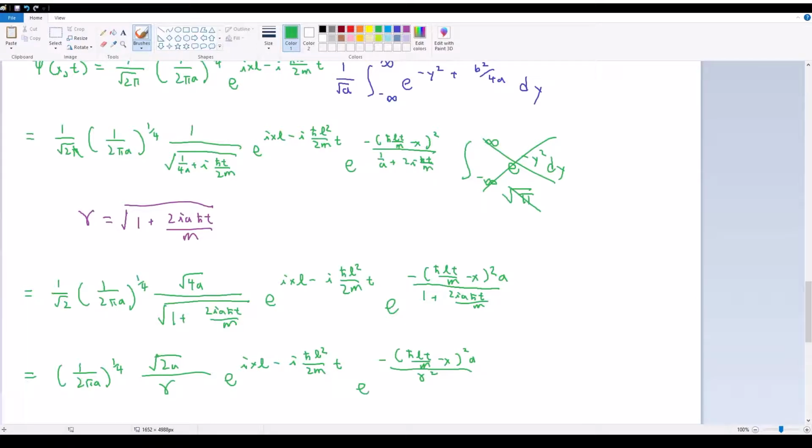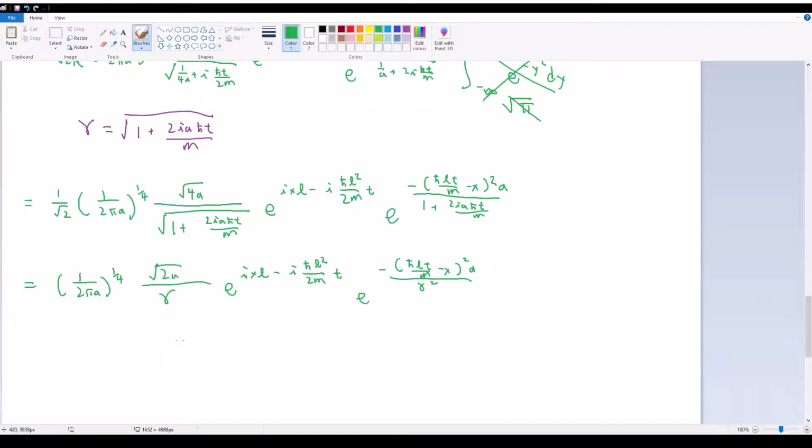So let's see, e to the negative a x minus, okay, and then let's cancel this out a little bit more. So we have 2a to the 1/2 at the top and 2a to the 1/4 at the bottom. That's going to make 2a to the 1/4. So this is going to be 2a over pi to the power of 1/4. And then we have 1 over gamma.